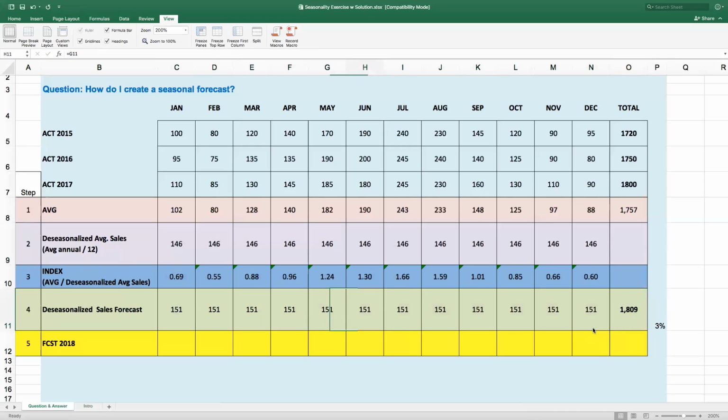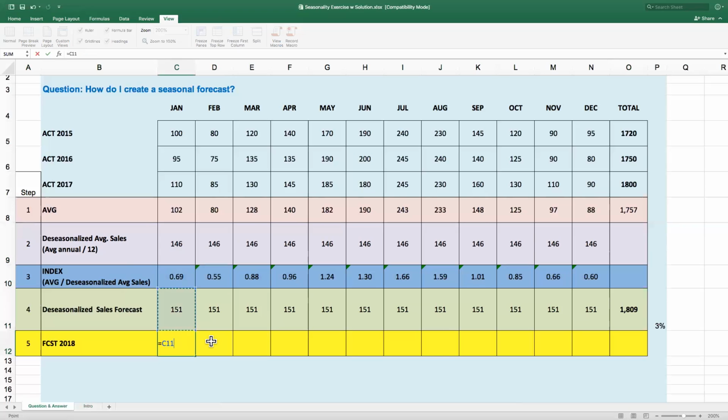Again, we're using this in our calculation, but it's not really accurate to say. It just means that of the 1,809 units, if you average them out by month, you could expect to sell 151. But we're more intelligent than that. We know that in the month of January, we only typically sell 69% of that simple average.